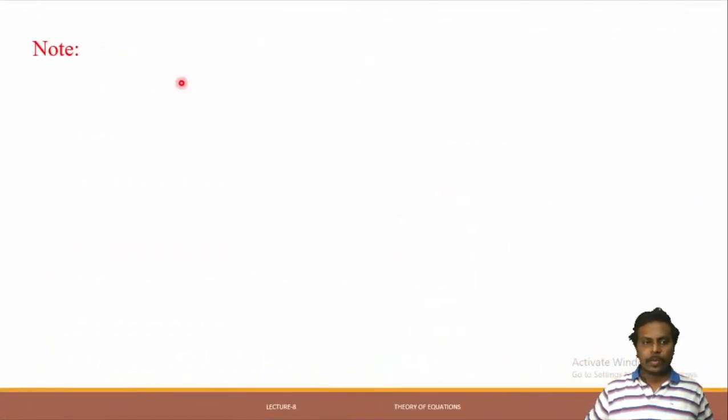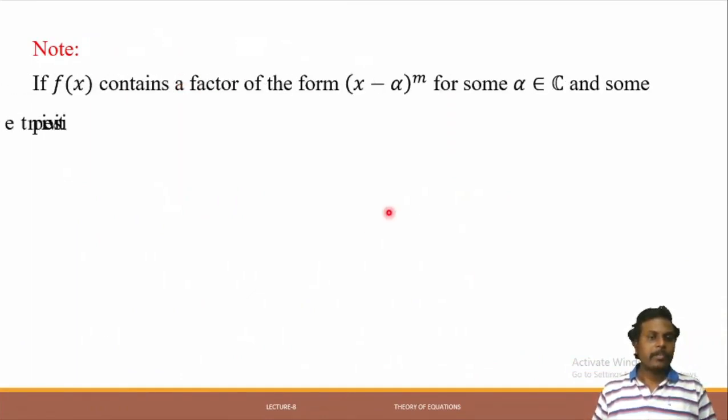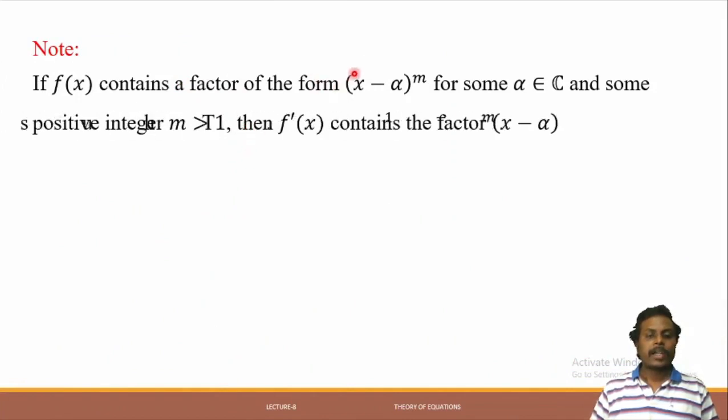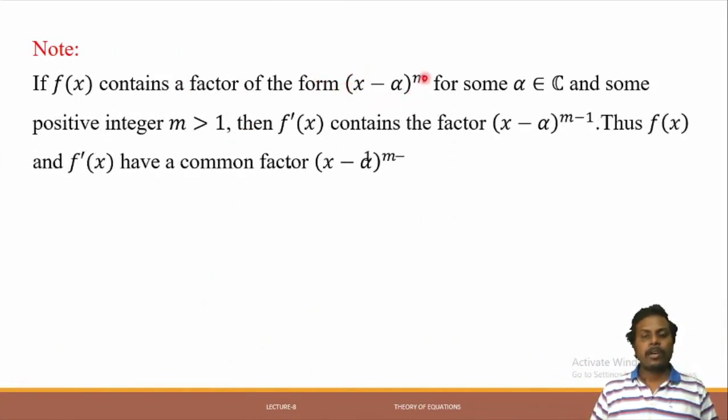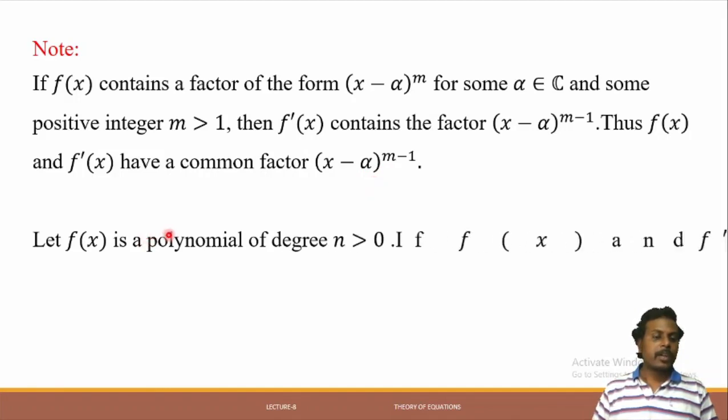Let me discuss 2 points on multiple roots. Here is the first point. If f of x contains a factor of the form (x minus alpha) to the power m for some alpha belonging to the complex numbers and for some positive integer m greater than 1, then f dash x contains the factor (x minus alpha) to the power m minus 1. Thus f of x and f dash x have a common factor of (x minus alpha) to the power m minus 1. Okay, this is the first point. Here is the second point.